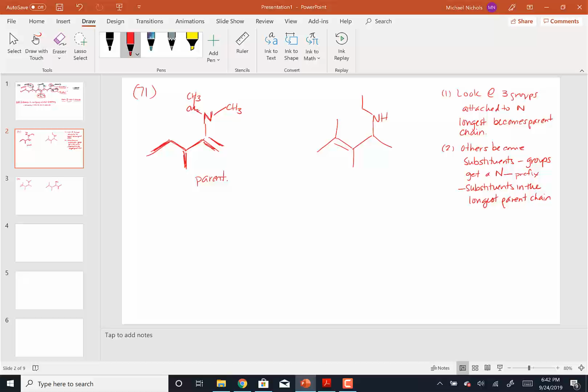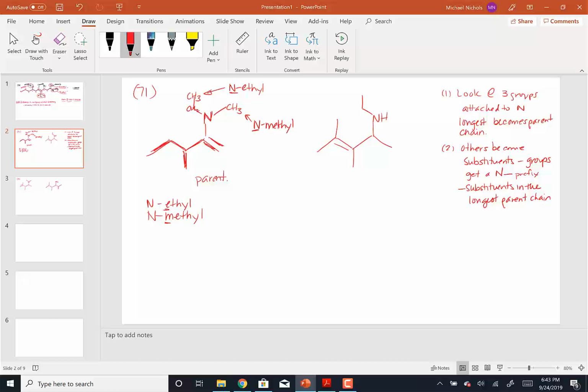So looking at this parent chain then, this group right here is going to be what's called an N-ethyl, and this group right here is going to be called an N-methyl. Okay? So basically the N replaces the number of the group. So when we see an N-ethyl group, it means that that ethyl group is attached to the nitrogen of the amine. The same thing would be true for the N-methyl. So if I make a list of substituents, I have an N-ethyl group and an N-methyl group, alphabetized, because the N is hyphenated, as E and M.